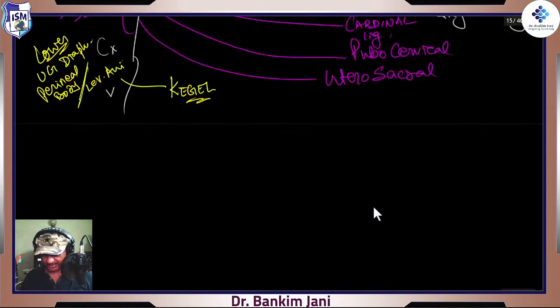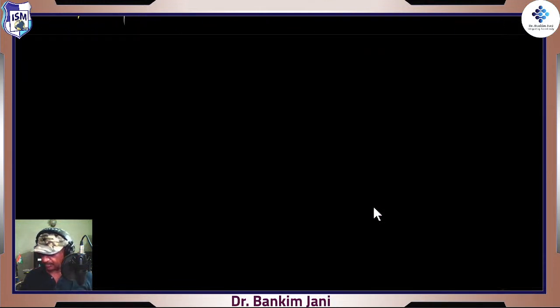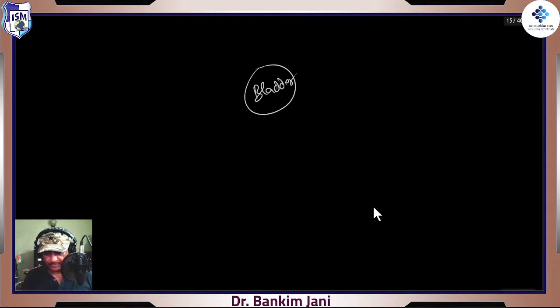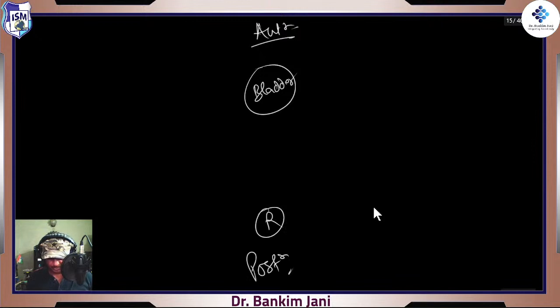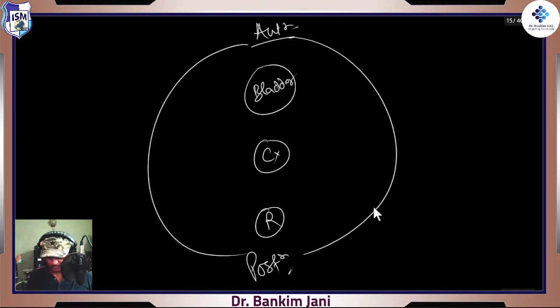Now let's change the angle. So we draw it something like this, taking a section. Over here, let's say this is the bladder, so this would be anterior, and we draw the rectum over here, so this would be posterior, and in between there is the cervix. So this is the cut at the level of the cervix. Let's change the color. We need to understand three things.